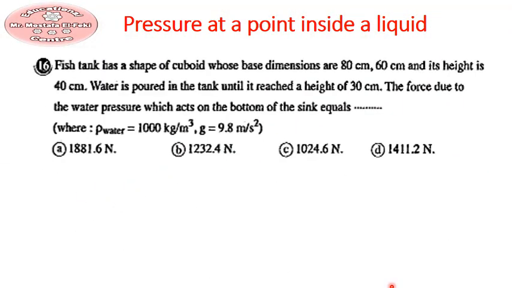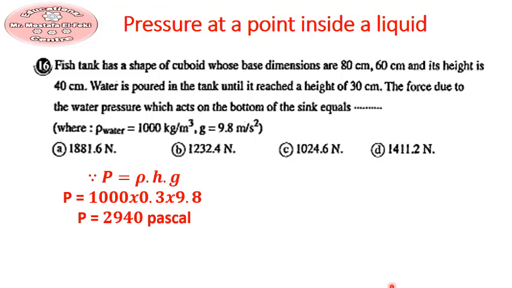Fish tank has a shape of cuboid whose base dimension is 80, 60, and 40. Water is poured in the tank until it reaches the height of 30 centimeters. The force due to the water pressure, which acts on the bottom of the sink, equal: at the first, pressure equal rho h g, 1000 times 0.3, the height of water, not the height of the tank, times 9.8. This is the pressure. Then the force equal P A, that is equal the pressure times the area of the tank.